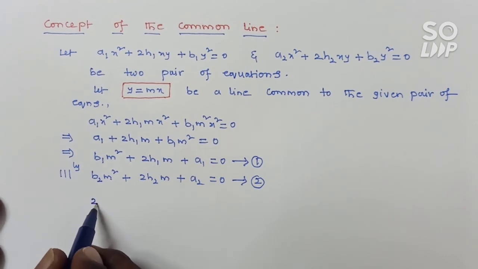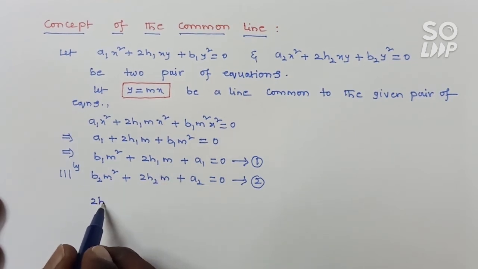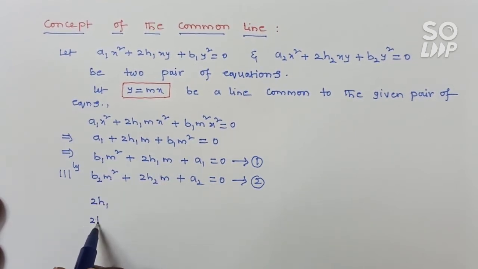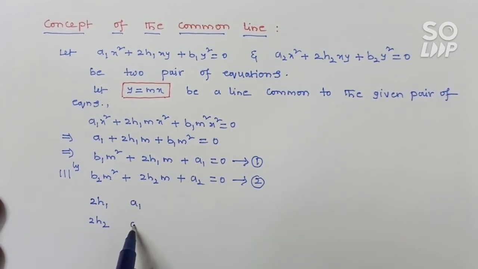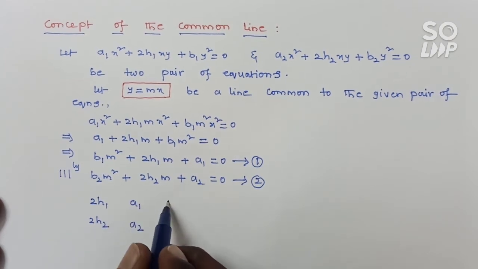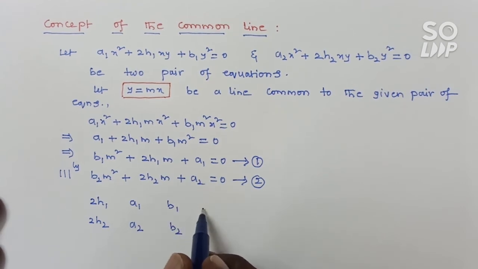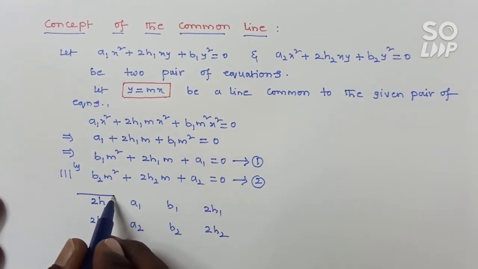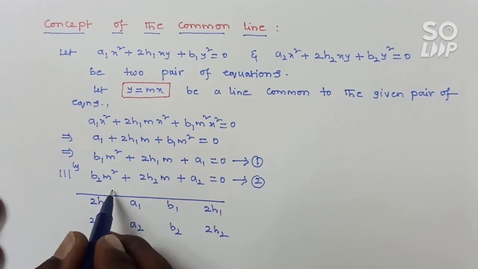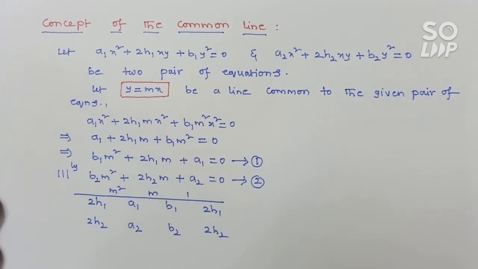First you write the y coefficient. Y coefficient means the m coefficients. This is 2h1, 2h2, and next the constants a1, a2, and next the x coefficients b1, b2, and next again you write the y coefficients 2h1 and 2h2. After that, here you write m square, here m, here the constant.